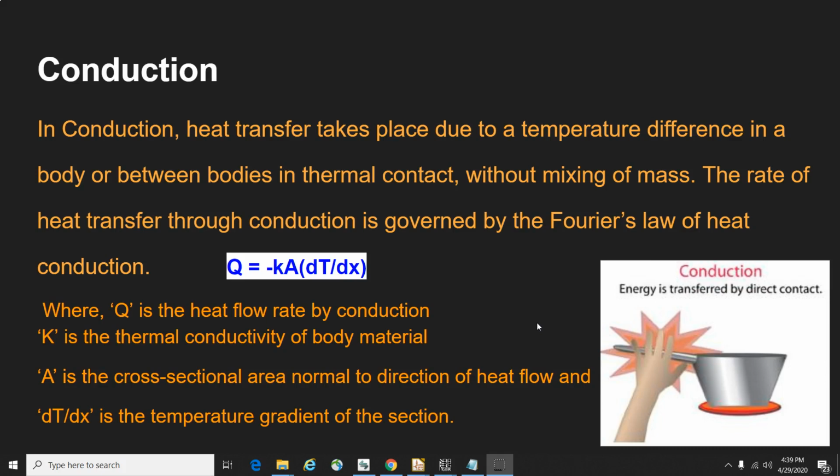Now conduction also happens in a liquid or a gas, and the same expression holds good there as well. However, there may be other modes that may become predominant. All right, so this is conduction heat transfer. Now we'll move on to the next slide.